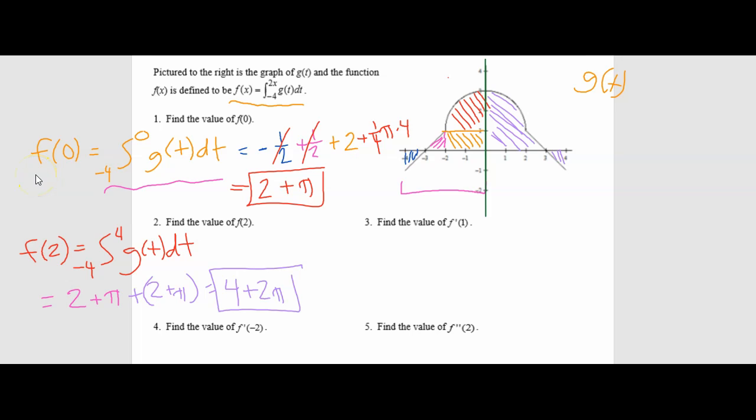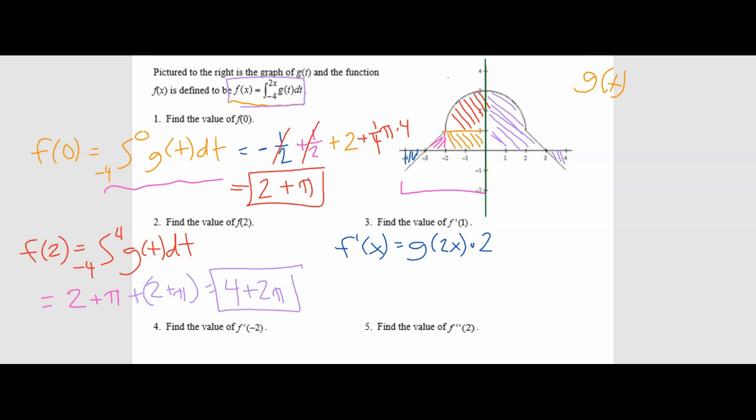All right, let's move on to number 3. So now we are taking the derivative here. We're trying to find f prime of 1. So the first thing I'm going to do is just find f prime of x using the second fundamental theorem of calculus. So f prime of x is going to be g of 2x, replacing my t's with 2x, times the derivative of 2x. So times 2.